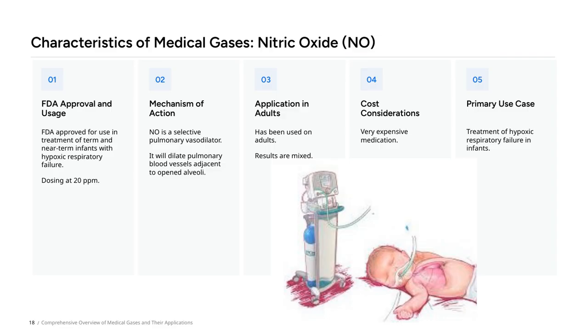The typical dosing is around 20 parts per million, which is carefully controlled to maximize benefits while minimizing potential side effects. So, in summary, nitric oxide is a highly specialized, FDA-approved therapy with a clear mechanism of action. It's primarily used in neonatal care, but understanding its properties and costs helps us appreciate its role within the broader context of medical gases and respiratory treatments.